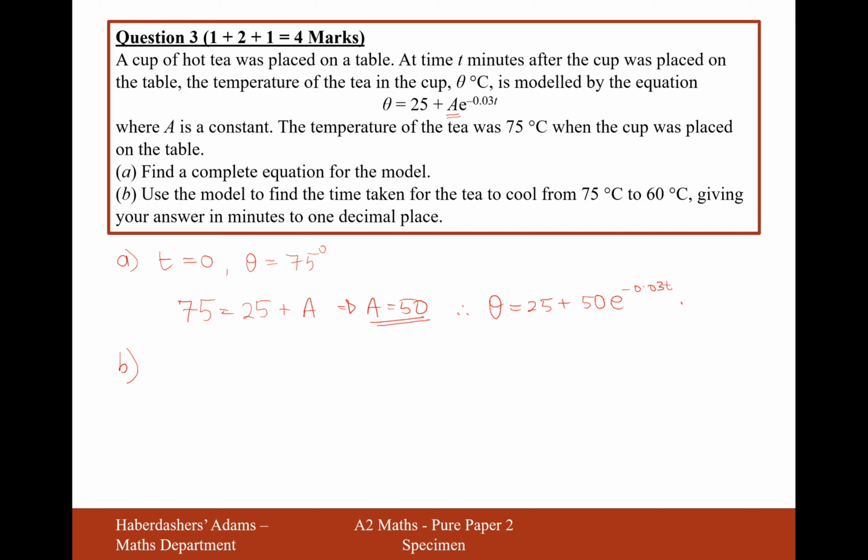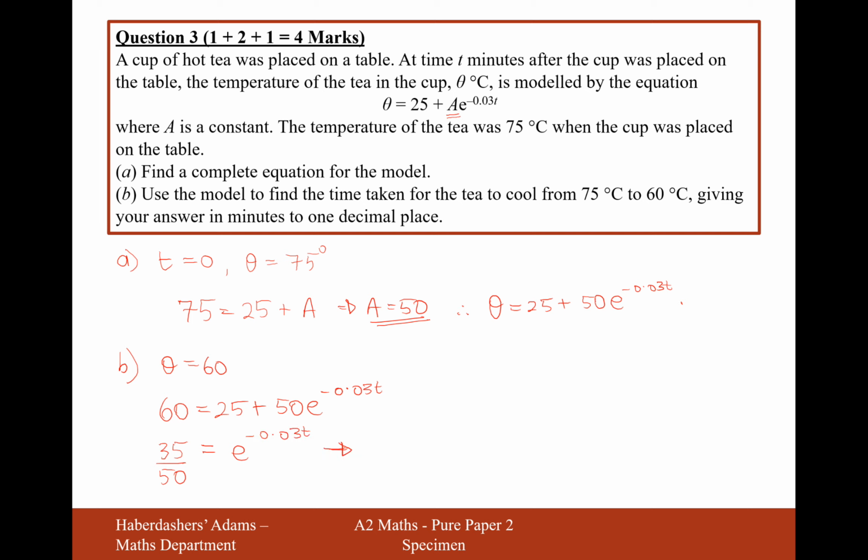Use the model to find the time taken for the tea to cool from 75 degrees to 60 degrees, giving your answer in minutes to one decimal place. Okay, so grabbing the calculator. 75 was when we started, so we need to find out the time it takes to decrease to 60 degrees. So let's plug in theta equals 60 into our formula. 60 equals 25 plus 50 e to the minus 0.03 t. Let's first take away 25 onto the other side, so we get 35, and we'll divide through by 50 at the same time. e to the minus 0.03 t.